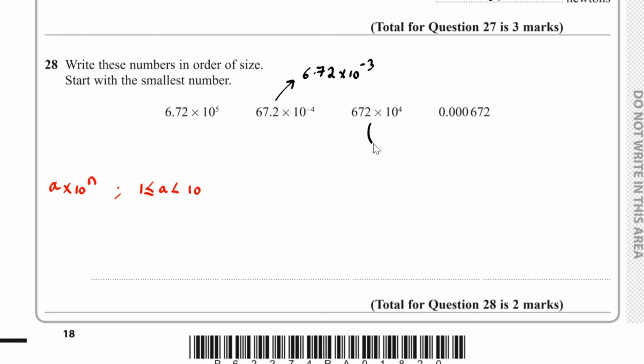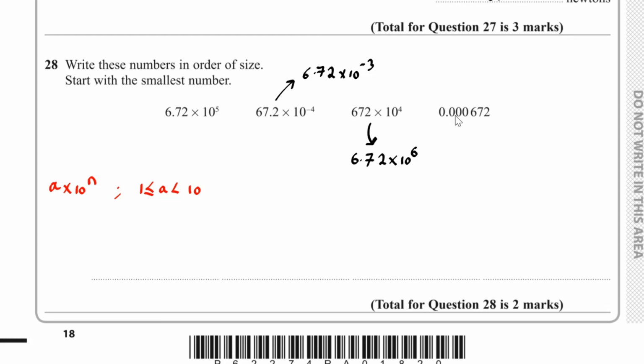And if I consider this 672 times 10 to the 4, I want to write this as 6.72 times 10 to the something. To go from 672 to 6.72, I'd have to divide by 100. So I'd have to multiply this 10 to the 4 by 100. So here I get 10 to the 6.